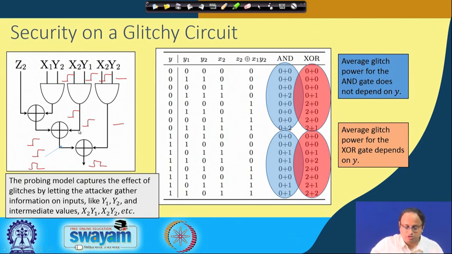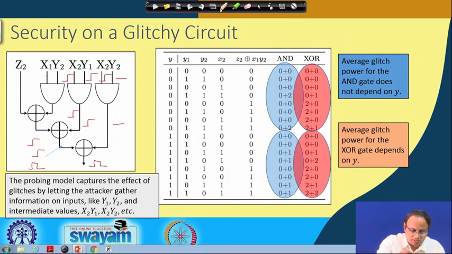So now the question is, why is this design vulnerable in the presence of glitches at x2? Note that here I assume that the value of z2 XOR x1 y2 is shown over here, and this can take values 0 and 1. So we are considering the inputs at this point, which is nothing but z2 XOR x1 y2. And the other parts are shown here as x2 y1 and x2 y2.